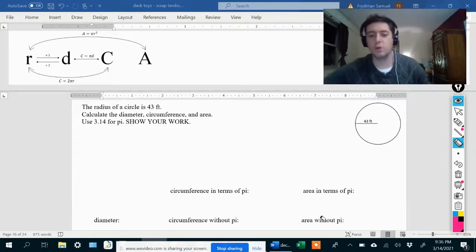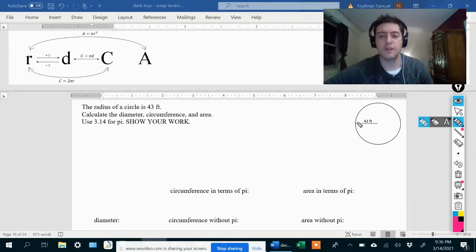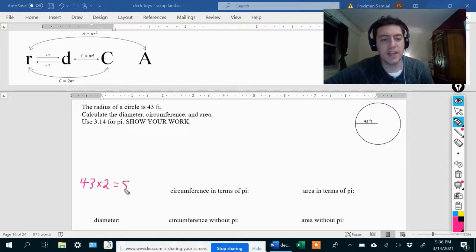So here's the work that we're going to show. If the radius is 43 feet long, we're just going to write 43 times 2, which is 86. And we just figured out that the diameter of this circle is 86 feet long. Let's put the units in there also. And let's also box our answer.